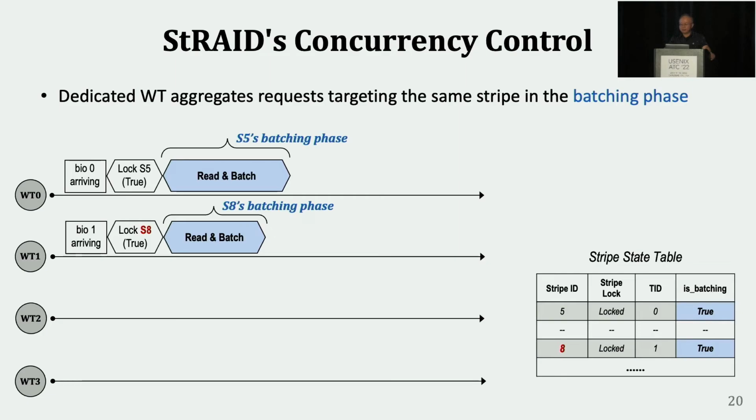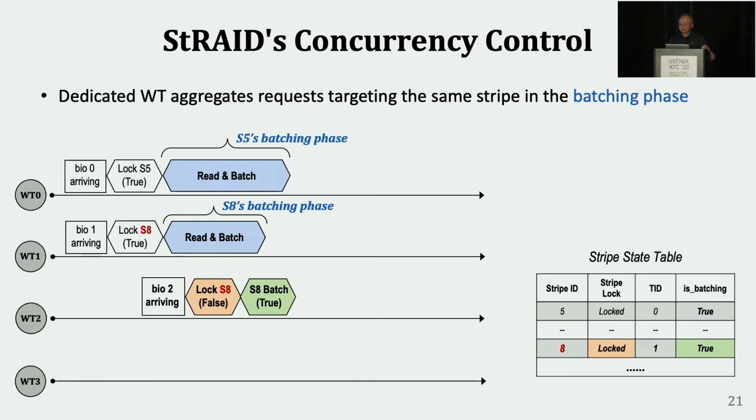So StRAID utilizes the latency of waiting for read data to opportunistically aggregate requests. During this period, while you're waiting for read data for the data chunks and parity chunks, if there are requests coming in addressing the same stripe, then you batch them. It's very simple. This is done by setting the is-batching flag in the corresponding SST entry.